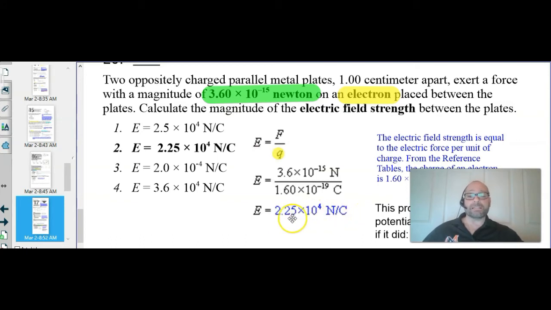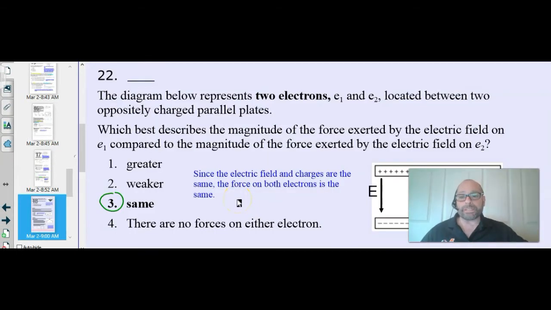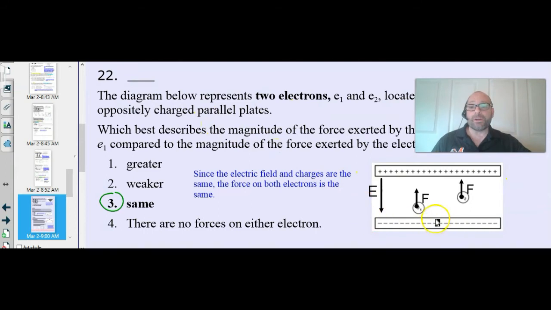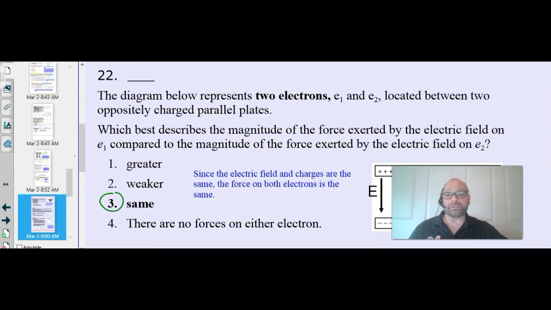Let's take a look at another one. Here is problem 22, which is a discussion of the force on 2 electrons in a parallel plate field. The question asks, the diagram below represents 2 electrons, E1 and E2, located between 2 oppositely charged metal plates. Here's the plates. Which best describes the magnitude of the force exerted by the electric field on E1 compared to the magnitude of the force on E2?